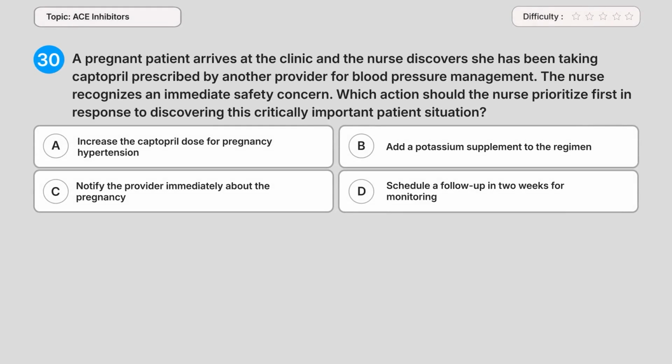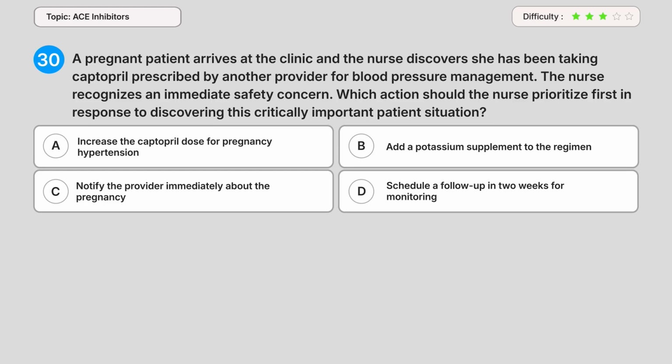30. A pregnant patient arrives at the clinic and the nurse discovers she has been taking captopril prescribed by another provider for blood pressure management. The nurse recognizes an immediate safety concern. Which action should the nurse prioritize first in response to discovering this critically important patient situation?